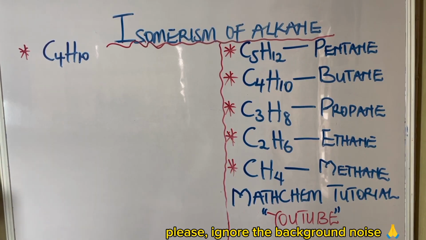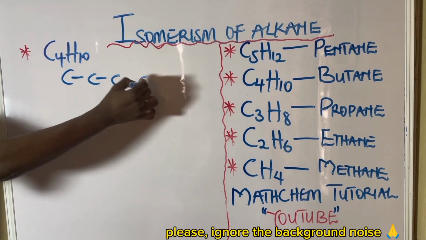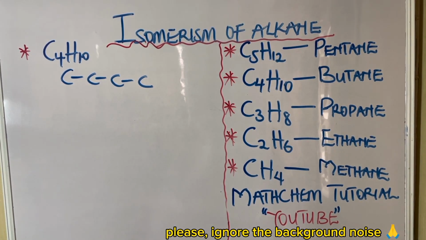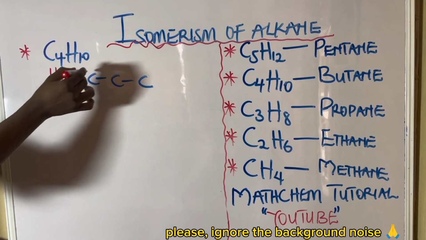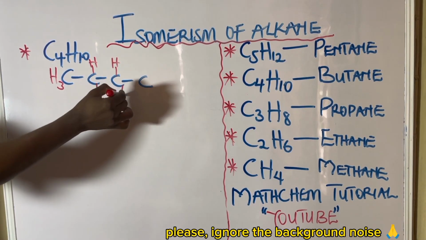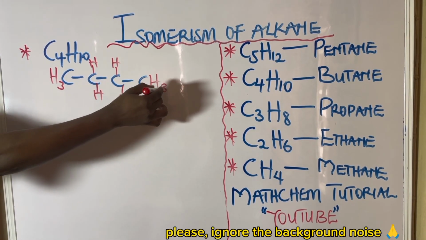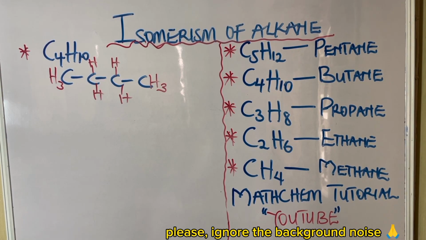Now this is butane. You know that butane has 4 carbons, so something like this: 1, 2, 3, 4. How many hydrogens? It has 10 hydrogens, placed as CH3 here, 1 hydrogen here, another hydrogen here, 1 here and another 1 here, and we have CH3 here. This is C4H10, the normal structure of butane.